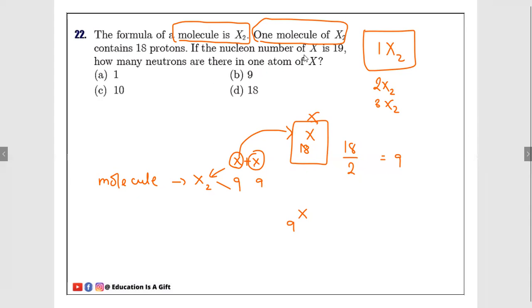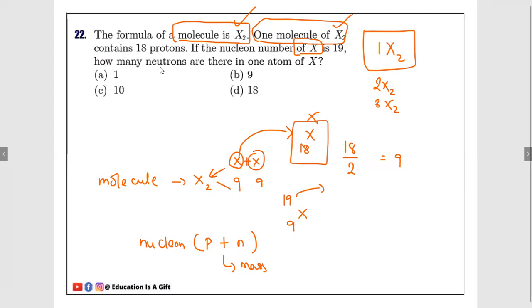Now if you see here, the nucleon number of X, they are not talking about X2. Here they are mentioning X. So the nucleon count is 9? What is meant by nucleon? Nucleon means a group of protons and neutrons, or a combination of proton and neutron. Simply to say, it is the mass number. So 19 is the mass number.